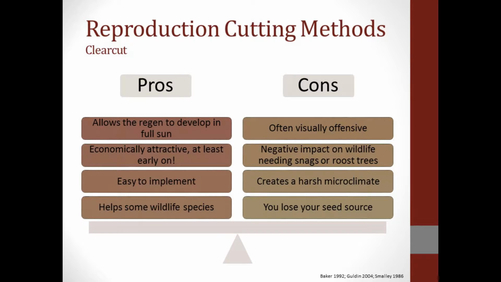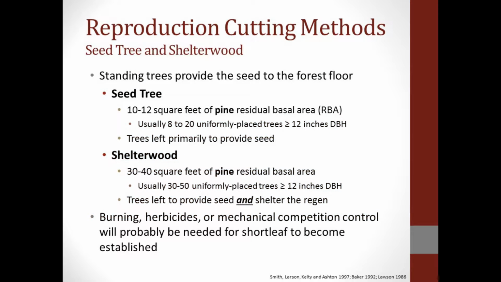So here we go. Now, some of the other reproduction cutting methods here, we've got the seed tree cut and the shelterwood cut. Both of these rely on standing trees to provide the seed for natural regeneration, but they're different in the residual densities and also the purpose of those overstory trees. So in the seed tree cut, in shortleaf pine, that typically consists of leaving about 10 to 12 square feet of residual pine basal area. And I highlighted pine because I'll touch on that on a later slide.